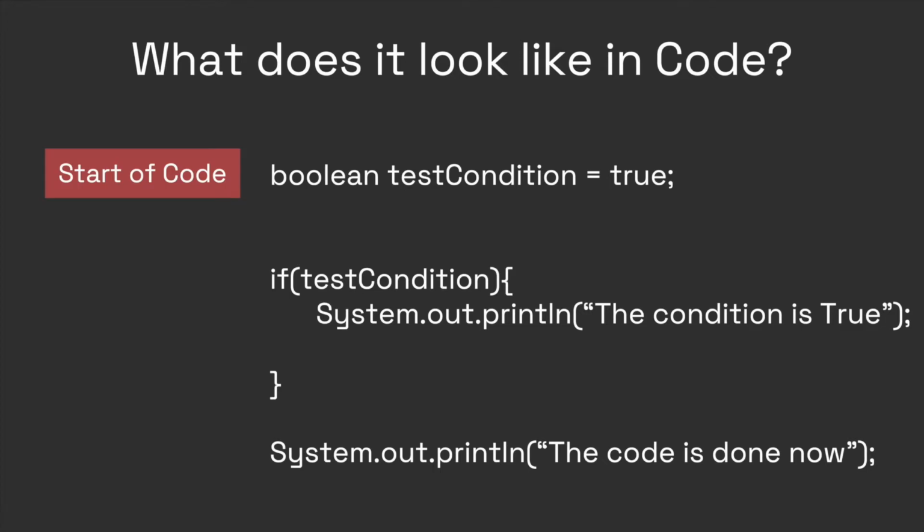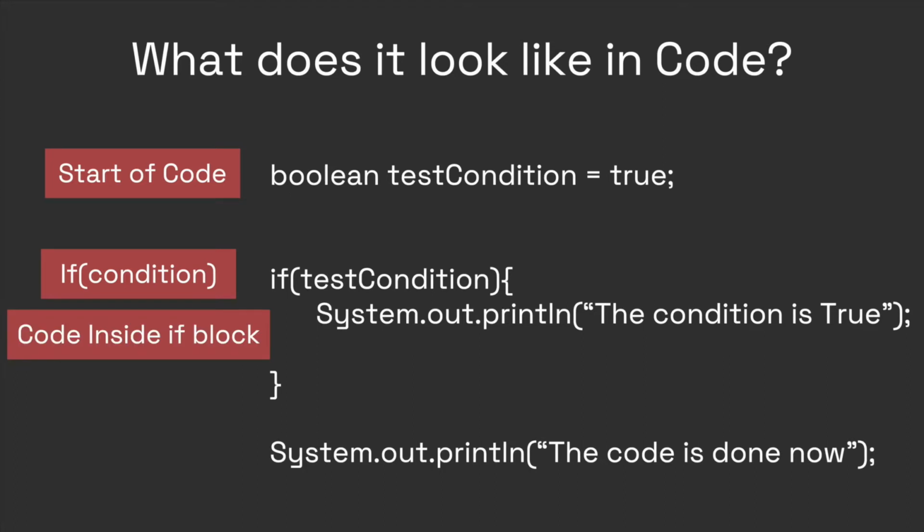We have the start of our code. In this case, it is initializing a Boolean value to true. Next, we have the if statement containing the Boolean value that we just initialized in the parentheses. Next, we have the code inside the conditional block. Notice how the conditional block is surrounded by curly braces. This indicates to the computer where the conditional block begins and ends. Finally, we have the end of our code, which is outside of the conditional block.